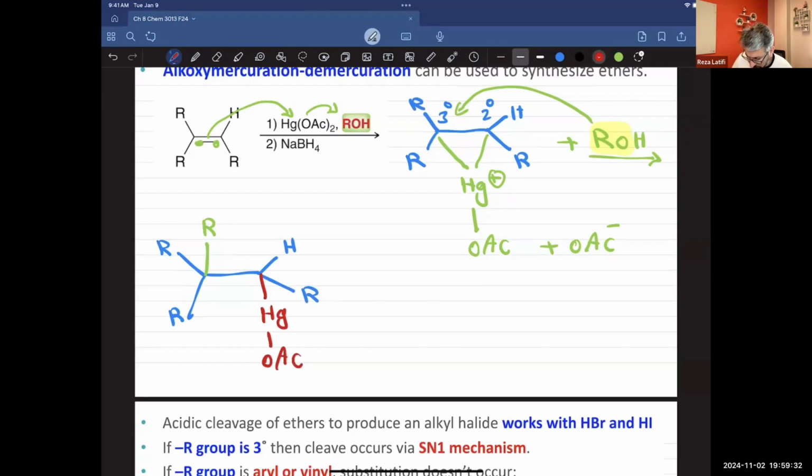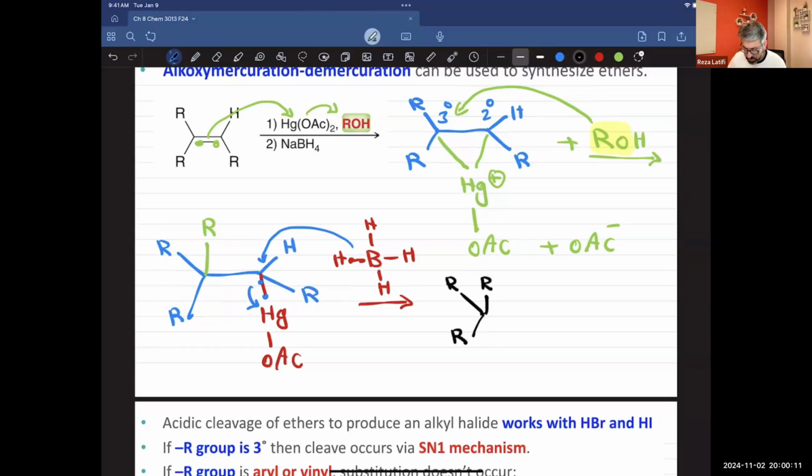Okay. And the next step, this one is going to react with the sodium borohydride. And the hydride with 2 electrons will attack this carbon, and it will kick the mercury out. So mercury, technically, will take those 2 electrons and leave the system. And so what do I get at the end? I get this. I will have 3 carbons attached to the carbon on the left side, and on this carbon, we will have R, and we got hydrogen here.